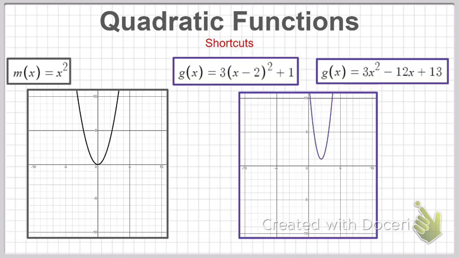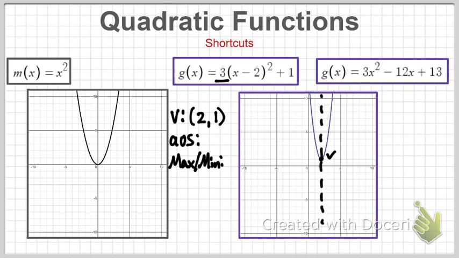Now let's take a look at what happens when that a is a 3. So our g function right here has an a that is 3, but everything else is pretty much the same. The vertex is still 2, 1. The axis of symmetry is still x equals 2. And the max or min is 1. And in this case, we're still looking at a min.